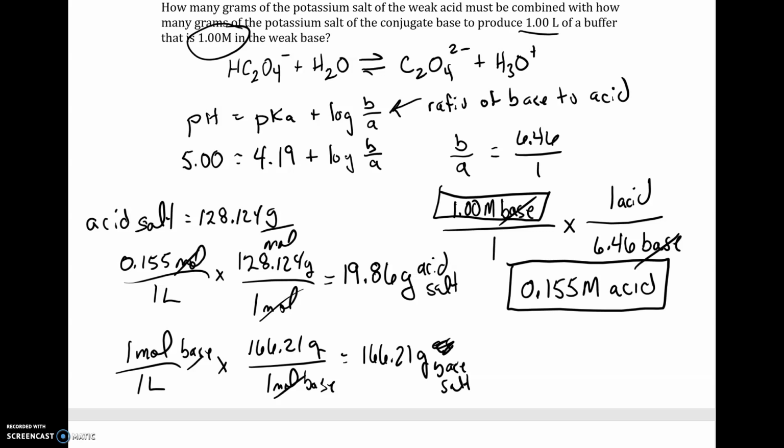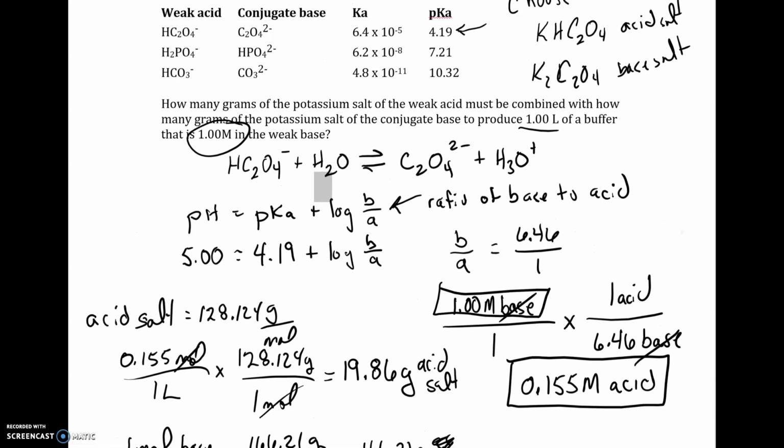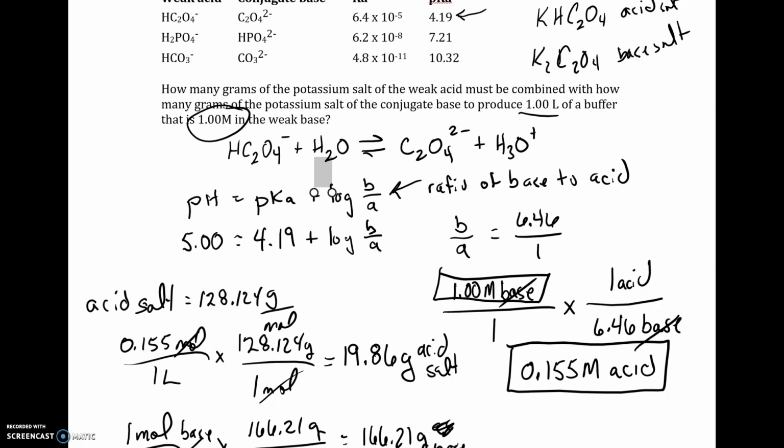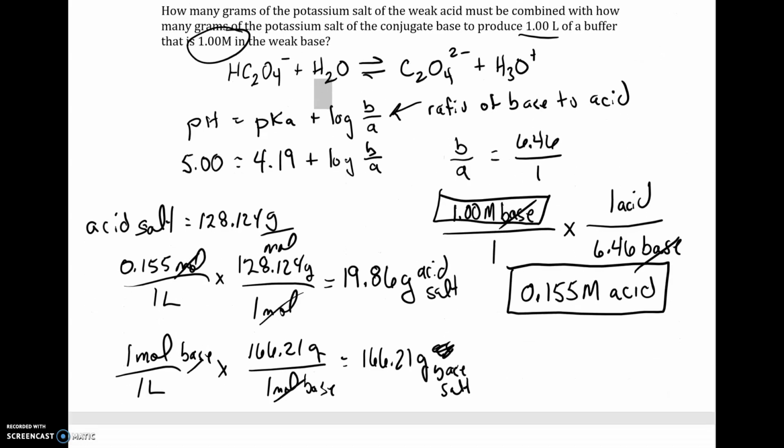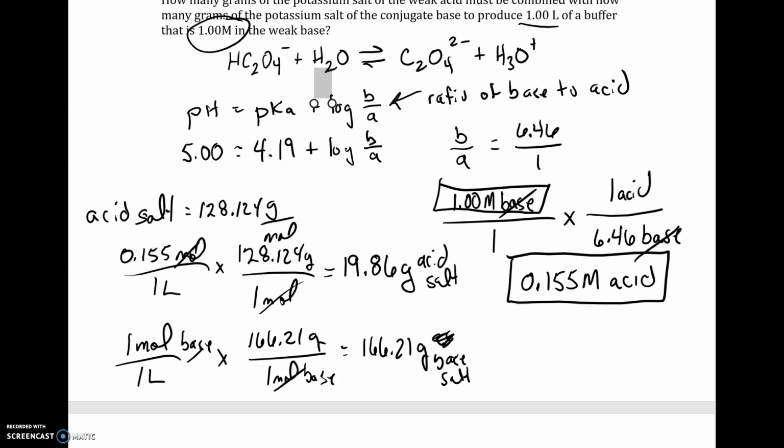So it looks like we've got 3 sig figs up here in the question, but we see how we got that pKa? The pKa is driven by the Ka with 2 sig figs. Technically, we should be at 2 sig figs in this. So this would be 20 grams of the acid salt and 170 to 2 sig figs. But these are the values that you would get.